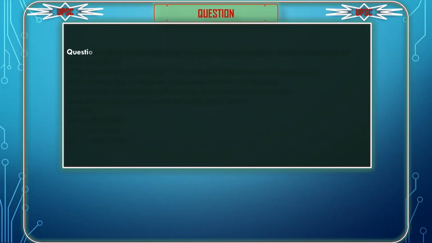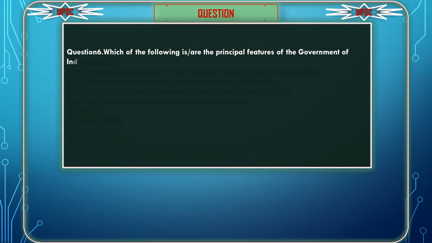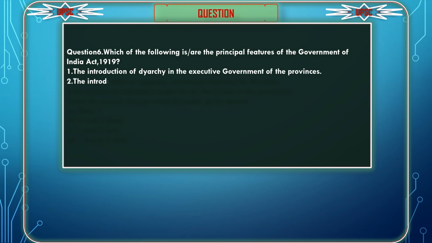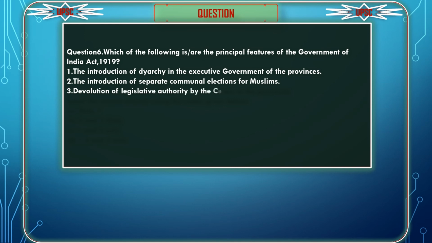Question 6. Which of the following are the principal features of the Government of India Act, 1919? 1. The introduction of diarchy in the executive government of the provinces. 2. The introduction of separate communal elections for Muslims. 3. Devolution of legislative authority by the center to the provinces. Select the correct answer using the codes given below. A. Only one. B.